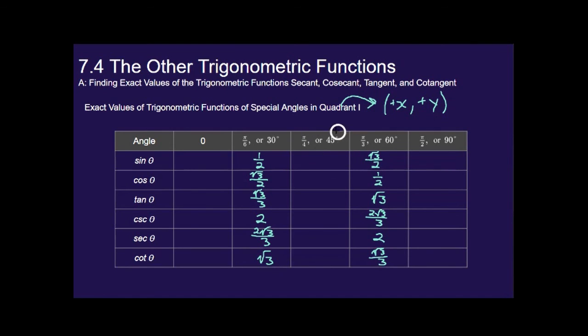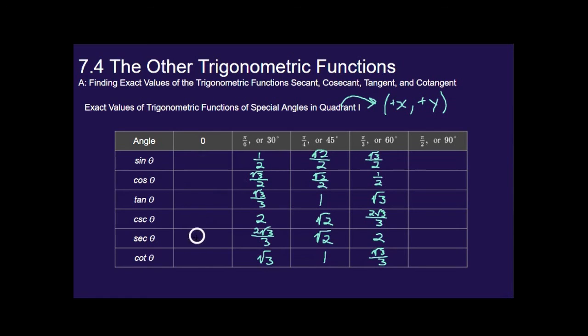Pi over 4, or 45 degrees. You had one of these in one of the examples or the try-its today, but we were working in quadrant 4, so we want it for quadrant 1. So let's fill this in. Everything's going to be positive: square root of 2 over 2, square root of 2 over 2. Remember those are the same because we're working with a 45-degree angle. The tangent is going to be 1. The cosecant is square root of 2. The secant is also square root of 2. And the cotangent is 1.